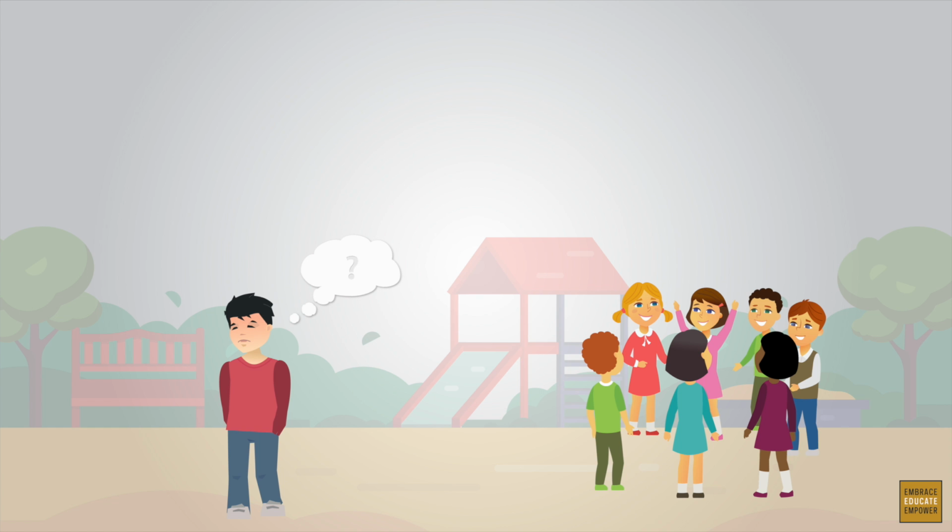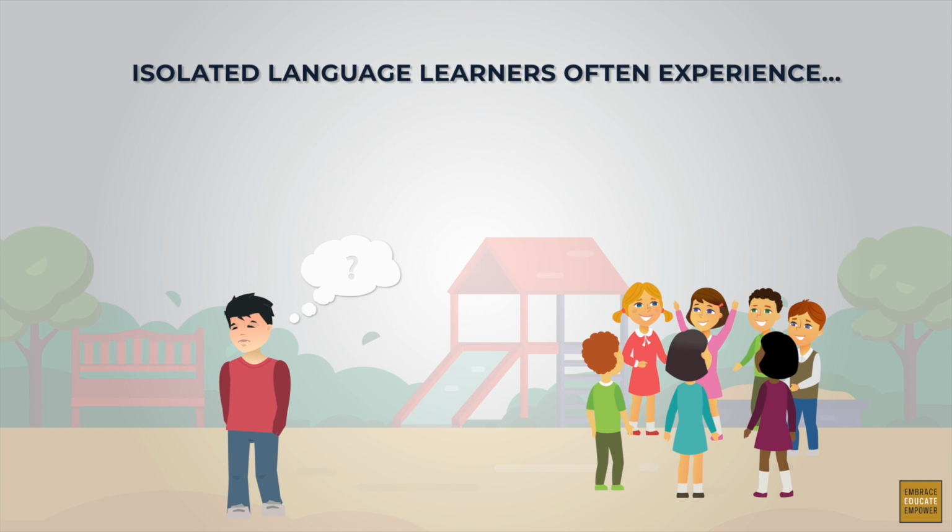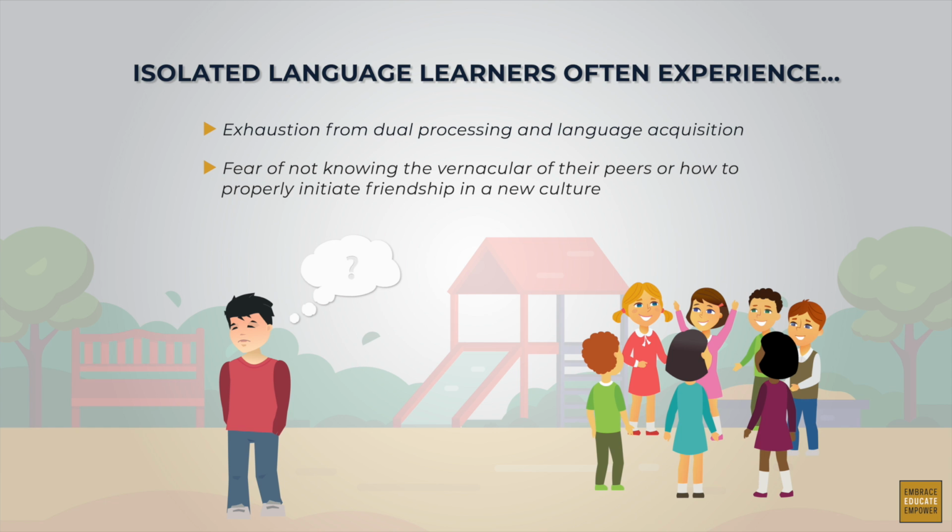It might not be hard to visualize the face of an isolated language learner in your school, standing apart from his or her peers. These students may be experiencing not only the exhaustion that comes from dual processing and language acquisition, but also the intense fear of not knowing the vernacular of their peers or how to properly initiate friendship in a new culture. It also doesn't help that these students are often pulled out from the whole group for intervention. Given the social segregation that begins to occur, it is important that educators purposefully help these ELs by providing stepping stones towards positive social interaction with their peers.